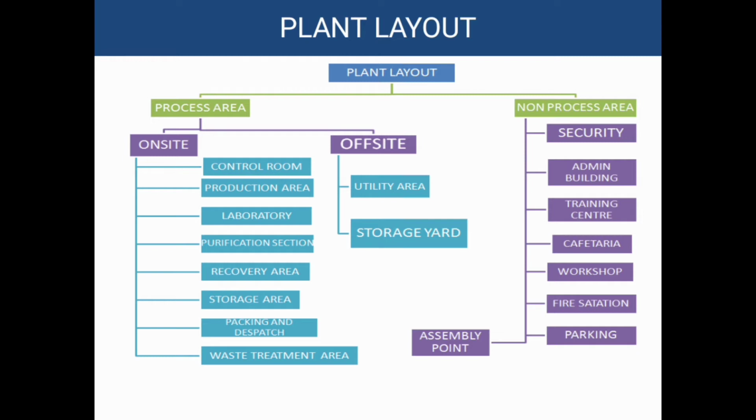So this is the description of process area. In non-process area, security office, admin building, training center, cafeteria, workshop, fire station, parking, and assembly points. So these are the minimum requirements of any plant layout.